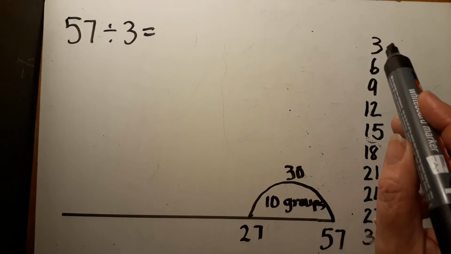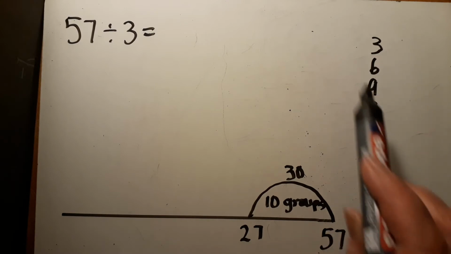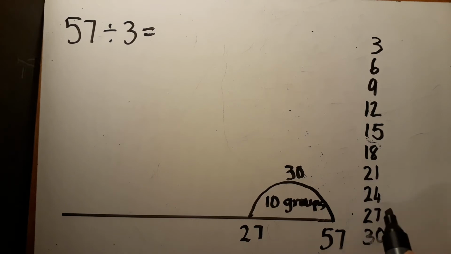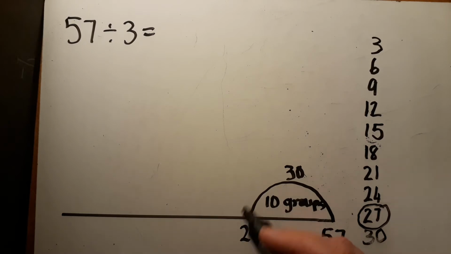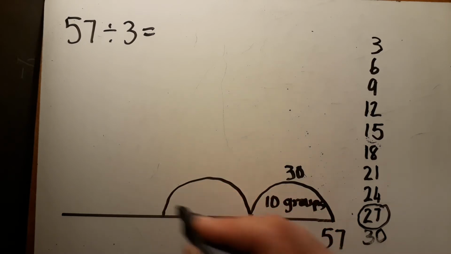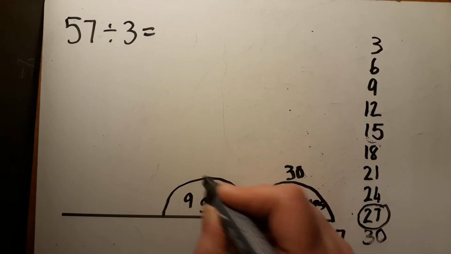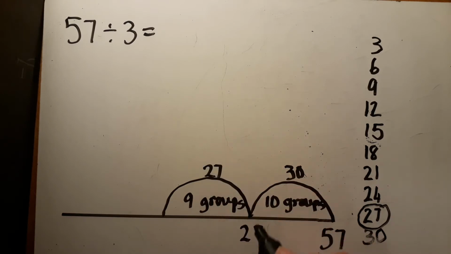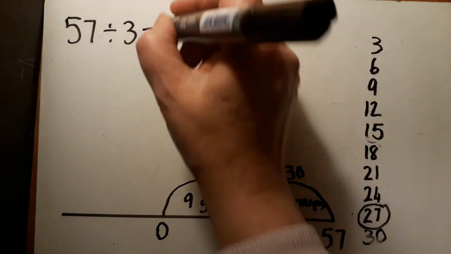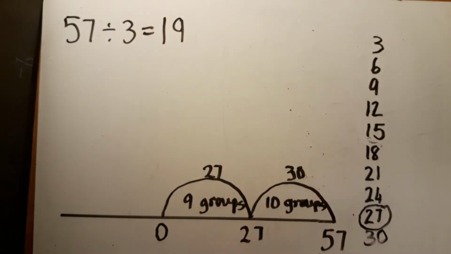Okay, and actually looking at my times table, I know that 27 is a multiple of 3, because 9 groups of 3 is 27. So if I subtract 9 groups, that's 27, and I will be left with 0, so there is no remainder. And how many groups of 3? 10 groups and 9 groups, so 19.